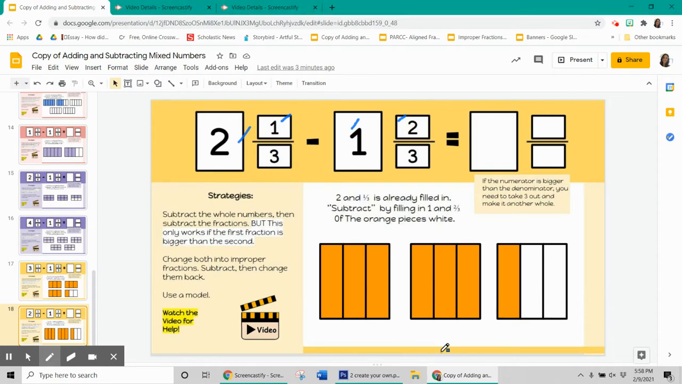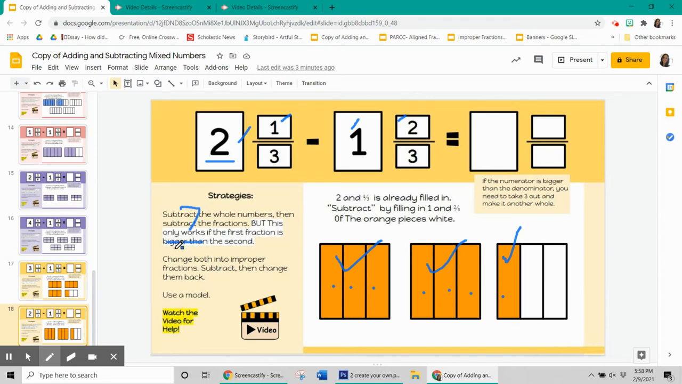When I say improper fraction, I'm saying, all right, I've got 2 whole cakes and 1/3, but how many thirds is that? And if you look down at the orange, this is 2 1/3. And we've got 2 full cakes and then 1/3. But my question is, how many pieces is that? And it's 1, 2, 3, 4, 5, 6, 7. So this is really 7 thirds.